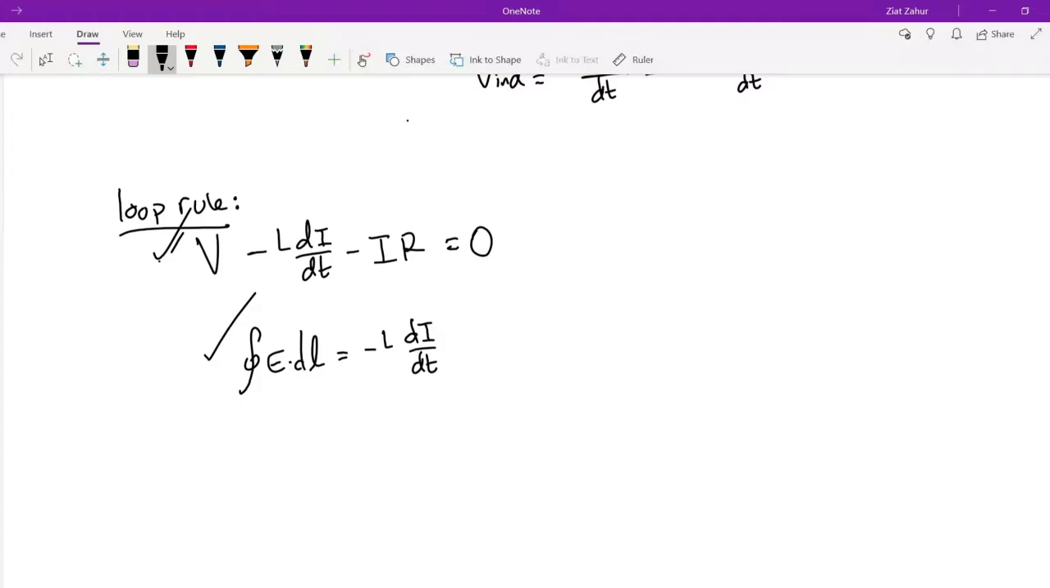Using the loop rule, we see that IR minus V is equal to, I'm just moving things around. I should have just moved it the other way. No, let's move it the other way. Let's move the L di dt to the other side so it's nice and positive. So we have V minus IR is equal to L di dt.